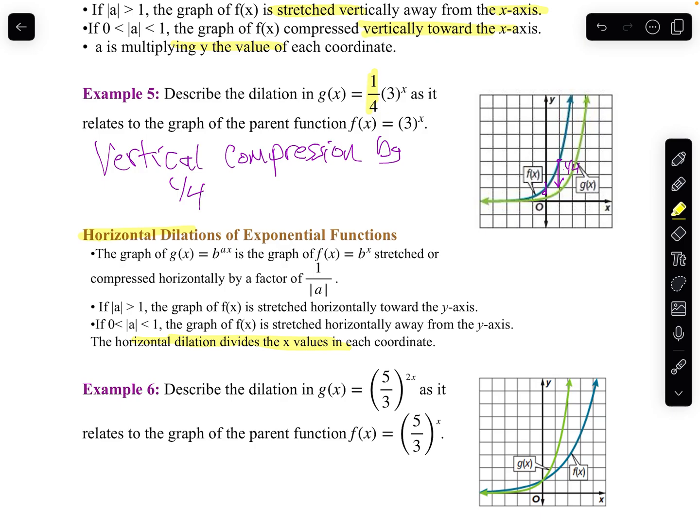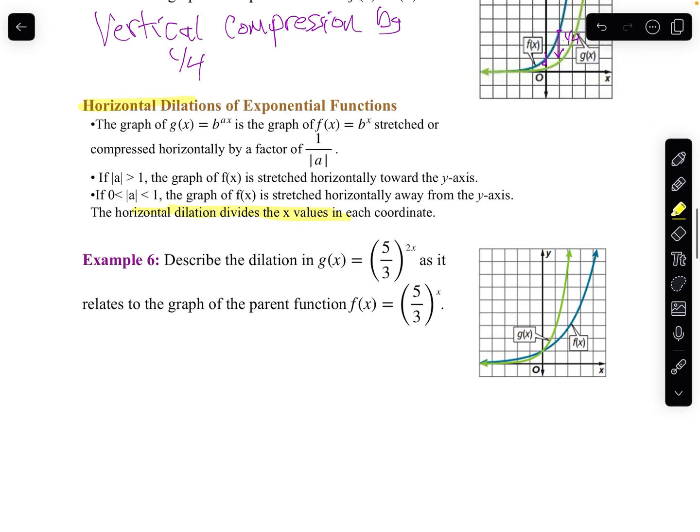So in other words, I'm going to take each x value and divide it by 2. Well, if I divide each x value by 2, I'm going to stretch that horizontally, aren't I? So it's a horizontal stretch. My z isn't showing up. Horizontal stretch by a factor of 2 or 1/2.